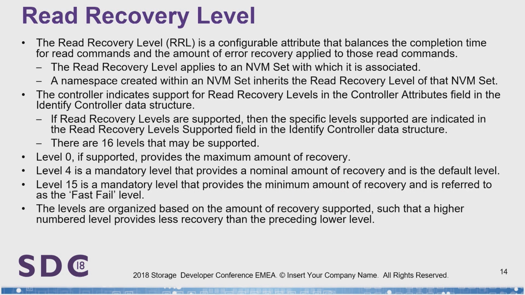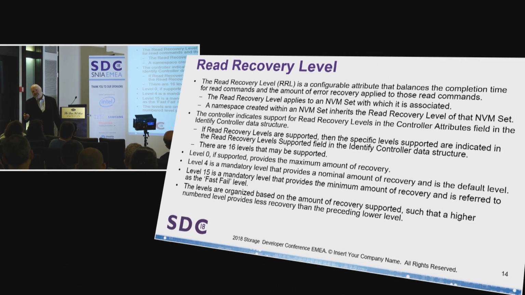All right, so I mentioned the fast fail. This is also known as read recovery level in the spec, and it applies to individual NVM sets. You can set the recovery level differently on different sets if the drive allows it, and it indicates support in the controller attributes field. So there are different levels here, and most drives, I would say, at least initially, are going to support two. They're going to support level 0. Level 0 is the same amount of recovery you do today. The recovery you do today in an SSD is, I really want to get that data, because otherwise the customer is going to think the drive is broken, right?